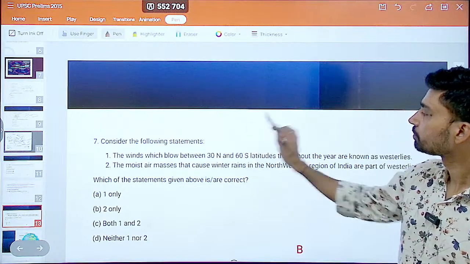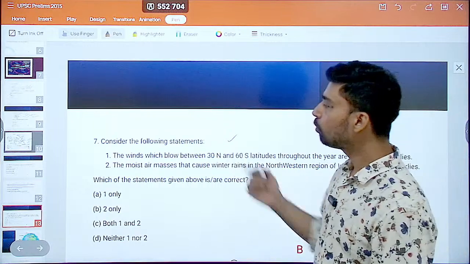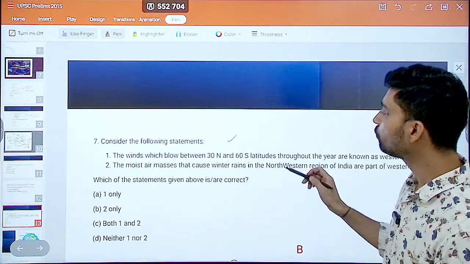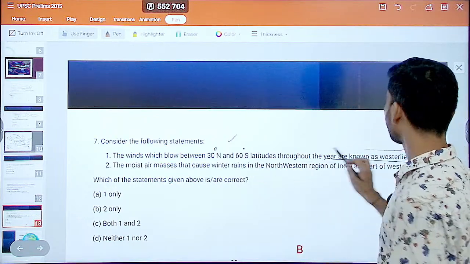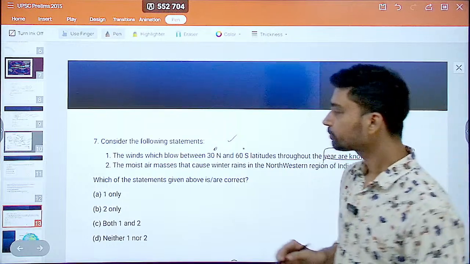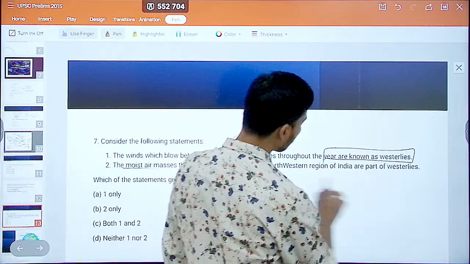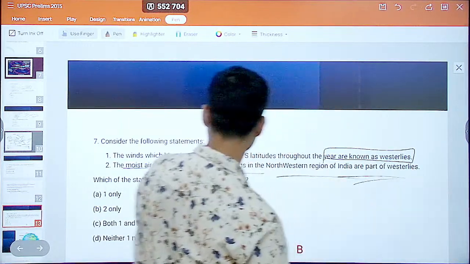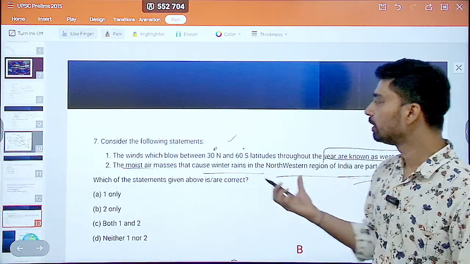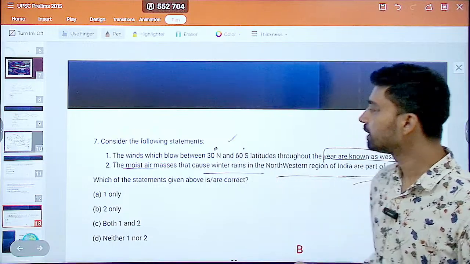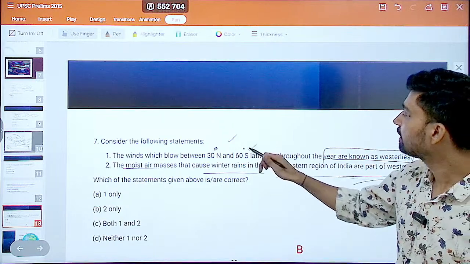Next question is from the section of climatology, where a question about winds has been asked. The first statement is: the winds which blow between 30° north and 60° south latitudes throughout the year are known as westerlies. The second statement is: the moist air masses that cause winter rains in the northwestern region of India are part of westerlies. So which of these statements are correct? Now if you read in detail, a small difference is there. If you have not read the question in great detail, you might pick this as the correct option.